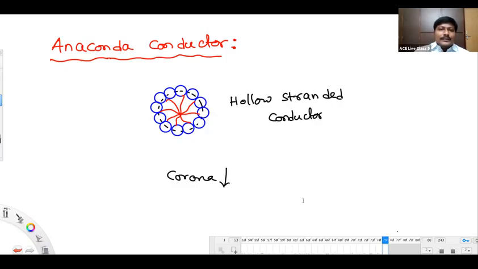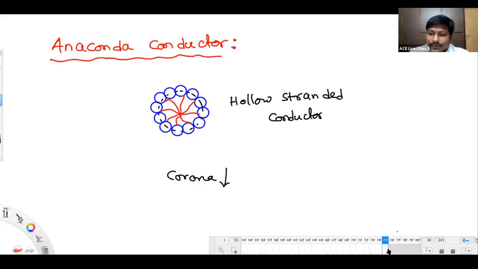Next, listen please. Let's concentrate only on the types of conductors that we have listed there. That is solid, AAC, ACSR. We'll think about only these three now. The remaining two conductors we have already discussed. One is the Anaconda conductor to reduce corona, and the previous one, the so-called expanded ACSR, also to reduce corona. Keep them aside.